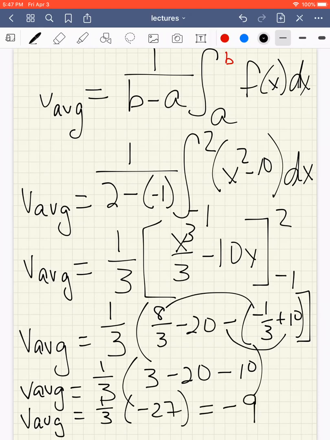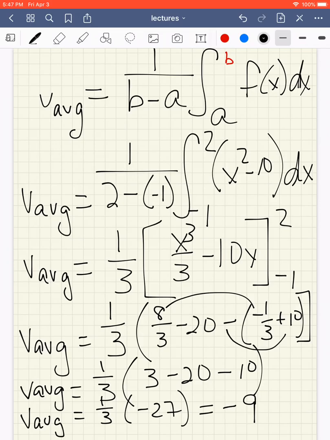Now, what does that mean? If the average value is negative, it means that most of the area of this curve lies under the x-axis instead of on the top. And if you look on page 457, it shows you that parabola, the vertex is at -10. So yes, on this interval, most of the area is below the x-axis.